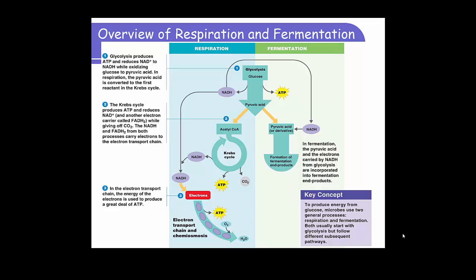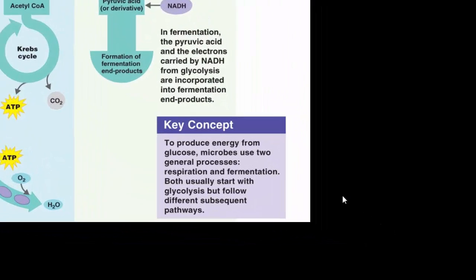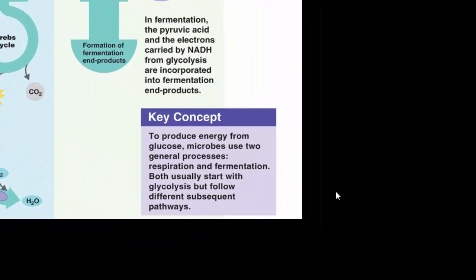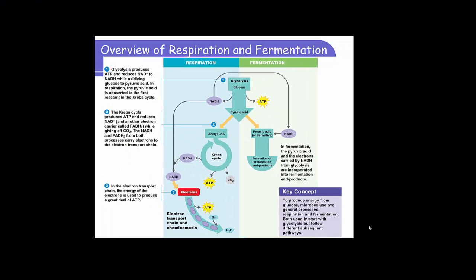So here's the overview of both cellular respiration and fermentation. The key concept here is to produce energy from glucose. Microbes can use two general processes, respiration and fermentation. Both usually start with glycolysis but follow subsequent different pathways. Some cells can do both respiration and fermentation, some only fermentation, some only cellular respiration. Again, it depends upon what enzymes the cell produces.